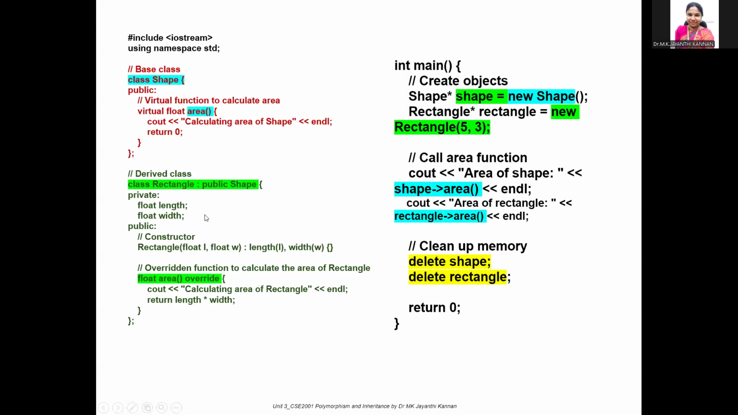We have the base class and derived class. In the base class, we have a function called area, and in the derived class also, we have a function called area. To avoid the naming conflict and the overriding complexities, we are making the base class function area virtual. So it is a virtual function.